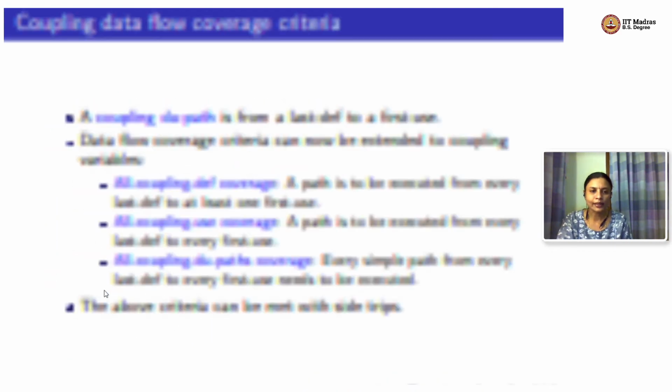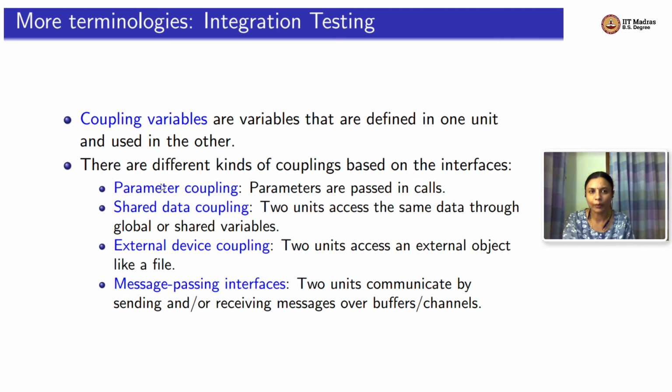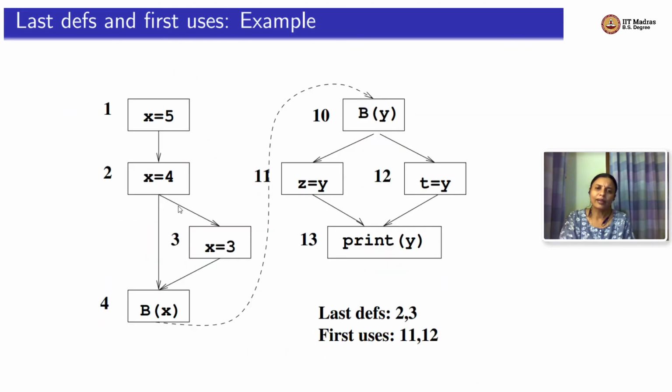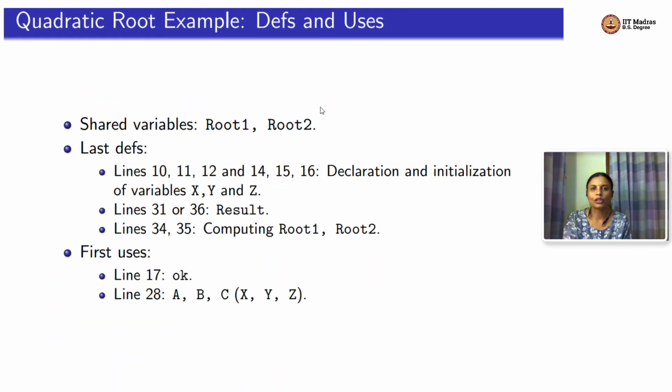So I'll just for a minute go back to that slide where I was talking about kinds of couplings. That example has parameter coupling and shared data coupling. I hope this is clear. So now let's apply our data flow criteria to this code and see. The shared variables, as I told you, are root 1 and root 2. X, Y, and Z are coupled with A, B, and C. So I'm just mapping out the last definitions and the first uses for all these variables.